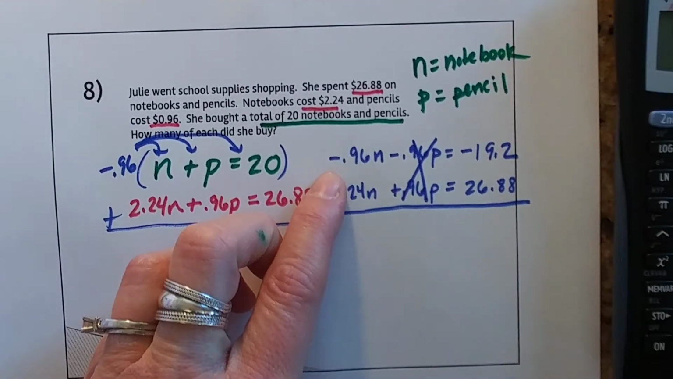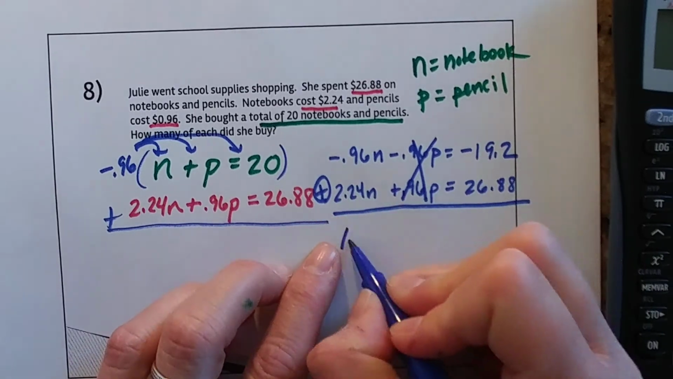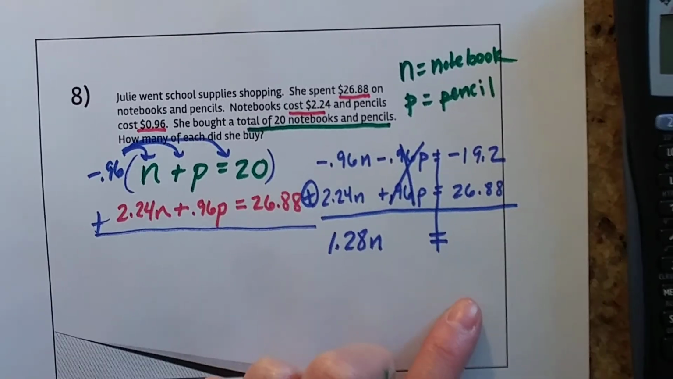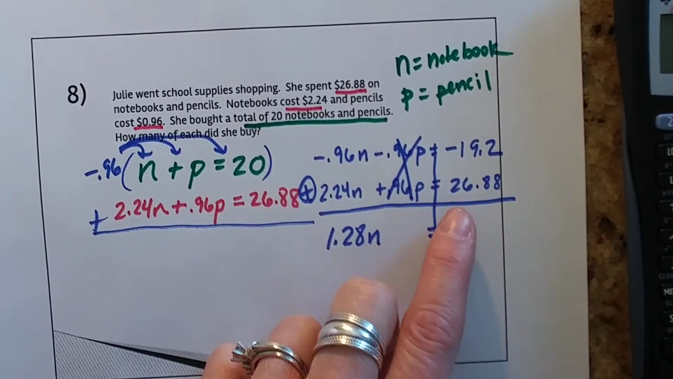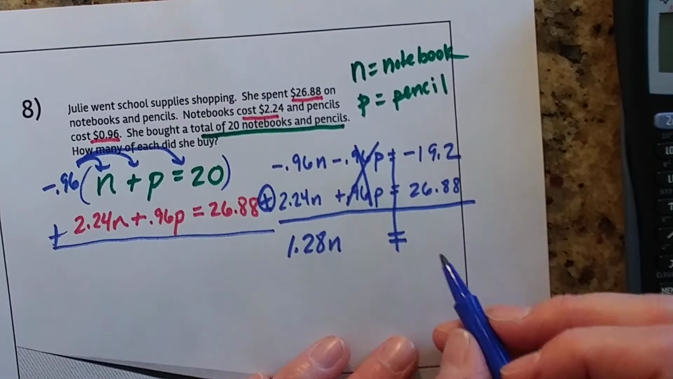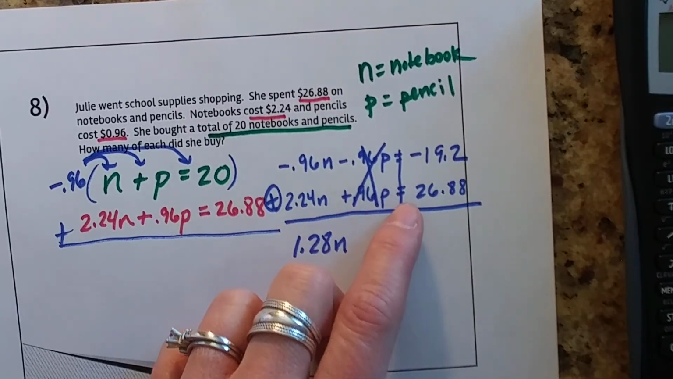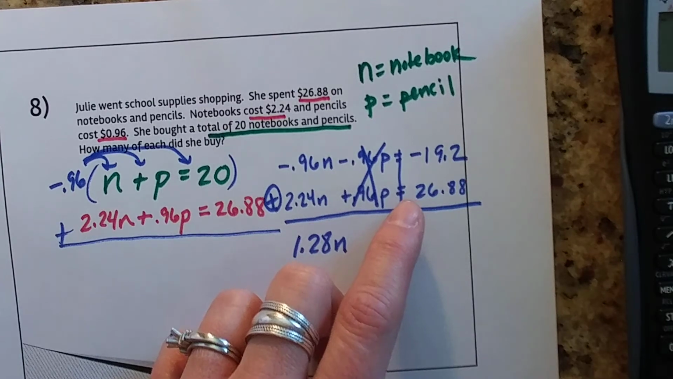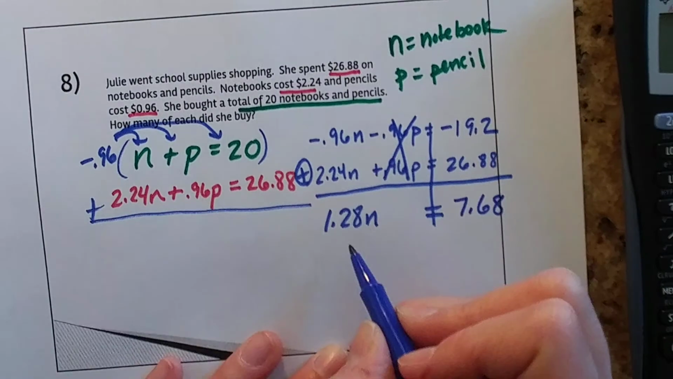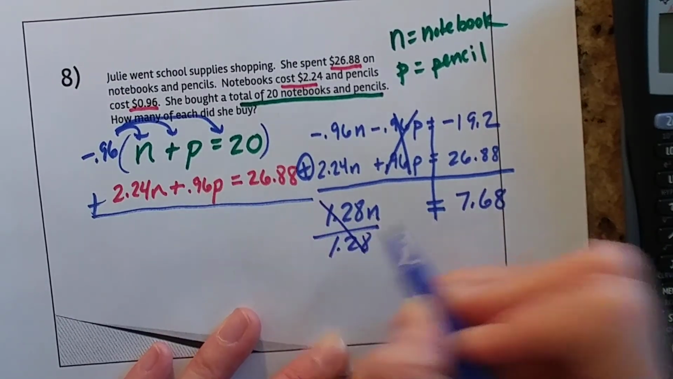So I'm going to type in negative 0.96 plus 2.24. And I get 1.28n. Then let's bring down the equal sign. Let's add over here. Negative 19.2 plus 26.88. Calculator says, I think I messed up on that one. Negative 19.2, sorry, plus 26.88. All right, I get 7.68. Now we have to divide, because these two are stuck together, multiply. We divide by 1.28.